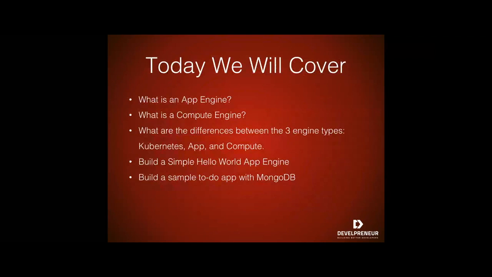To continue our discussion, today we're going to cover what is an App Engine. We're also going to look at what is a Compute Engine, and discuss some of the differences between them and the Kubernetes engine. Then we're going to build a simple Hello World app on the App Engine. And we're also going to spin up a Compute Engine with Ubuntu running a Mongo database and a simple to-do app. I believe it's a Ruby app.